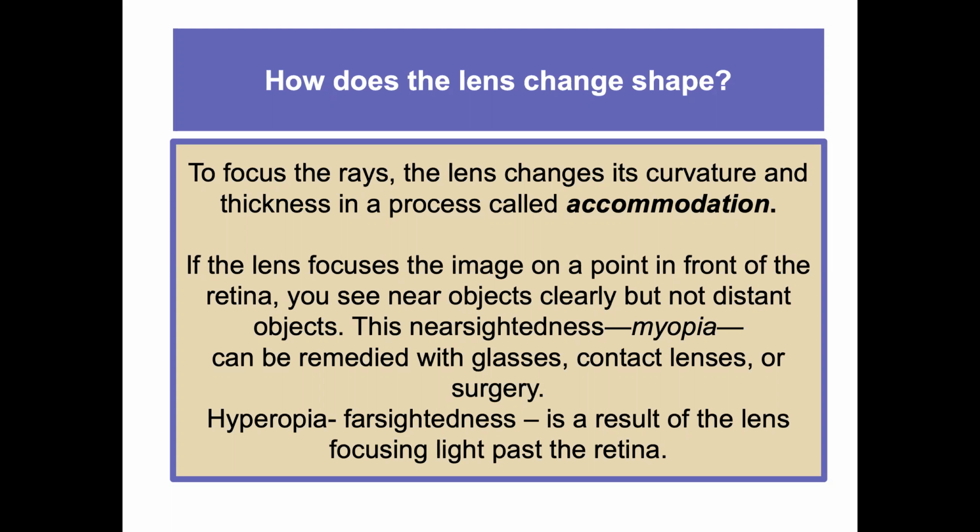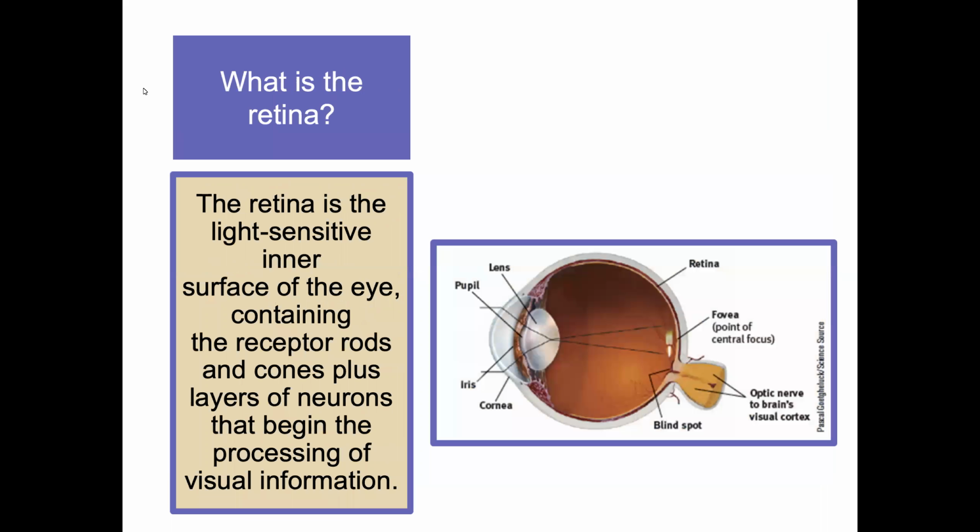Hyperopia, on the other hand, which is farsightedness, is a result of the lens focusing light past the retina. So what is the retina? It's the light-sensitive inner surface of the eye, you can see it right here, containing the receptor rods and cones, plus layers of neurons that begin the process of visual information.